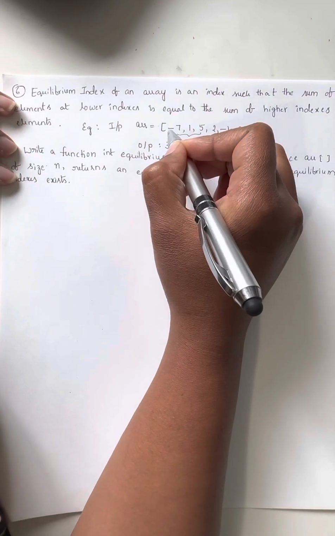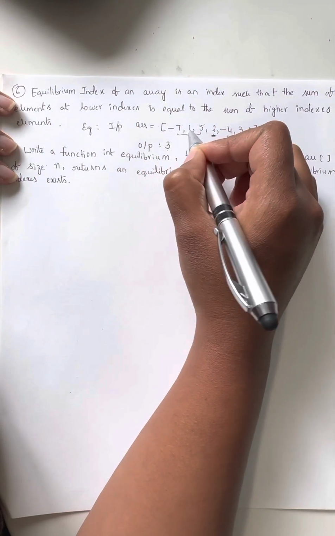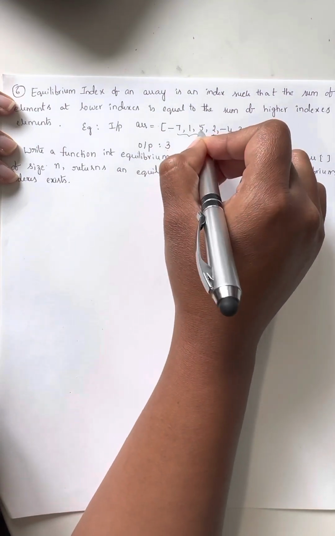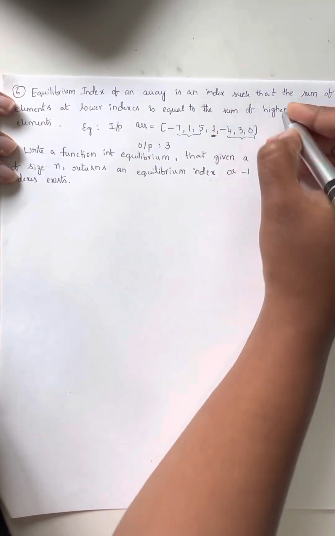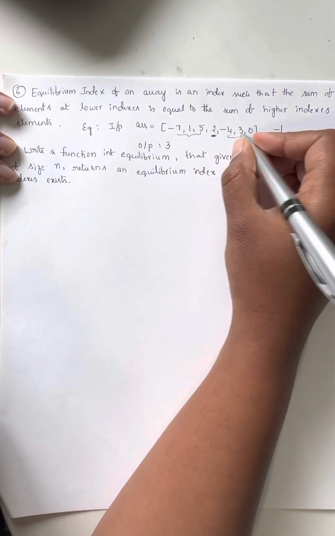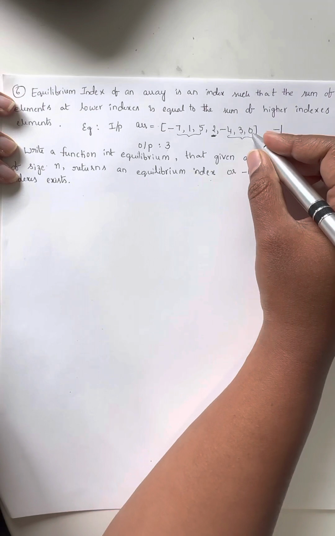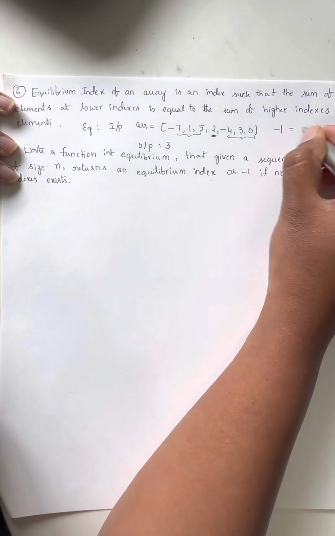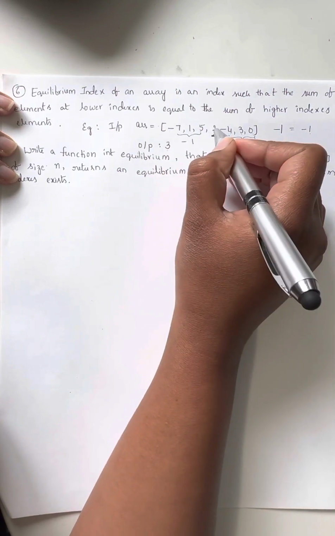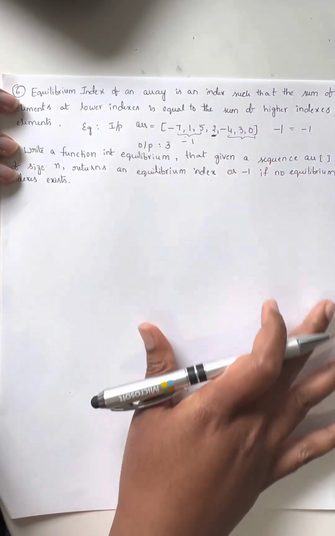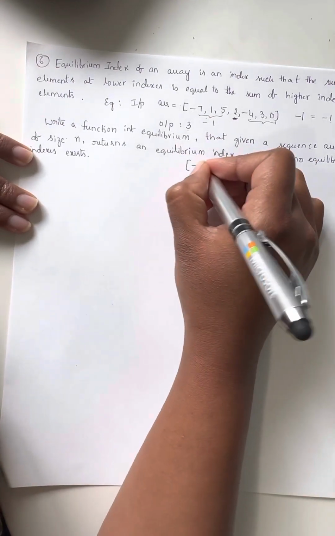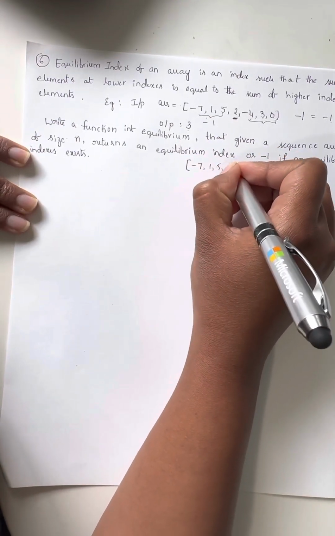Let's check it. -7 plus 1 is -6. -6 plus 5 is -1. So -1. Here we have -4 plus 3, which becomes -1, plus 0 is -1. So it is equal to the sum before the equilibrium index. So let's take the example that is given to us.